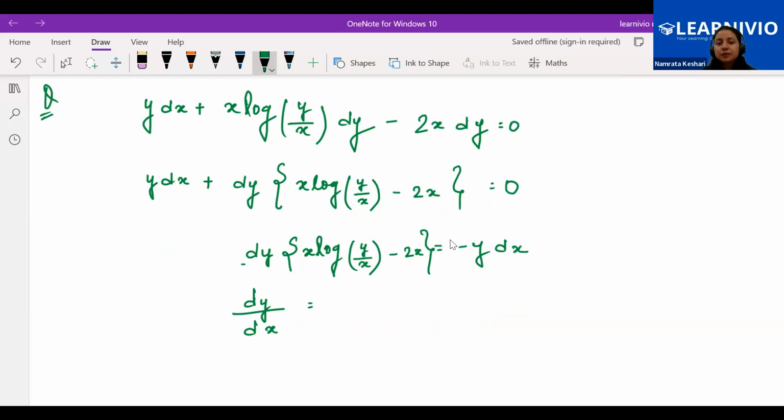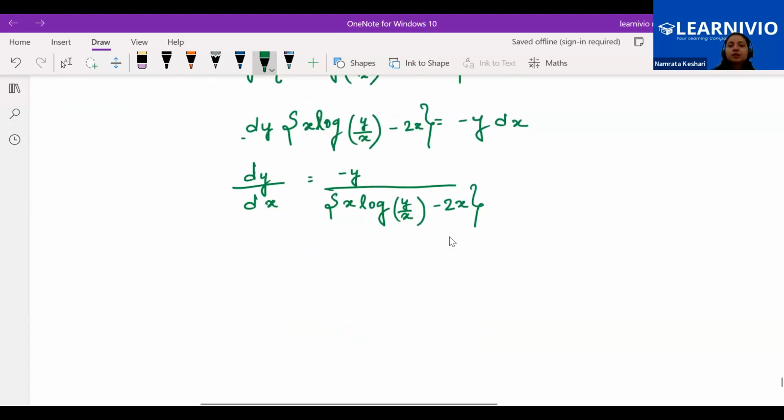Minus y, minus y, divided by x log y by x minus 2x. Okay, now it's a homogeneous differential equation.